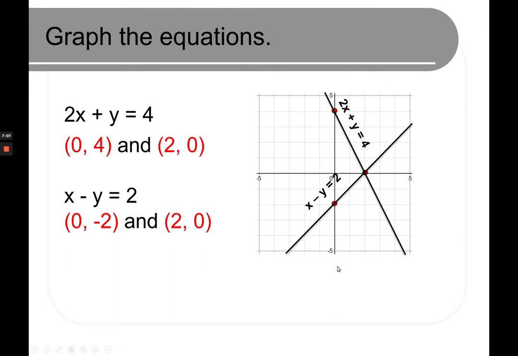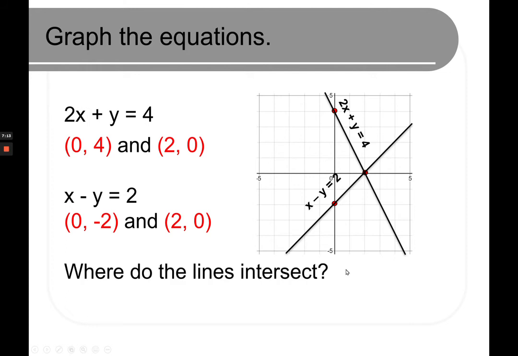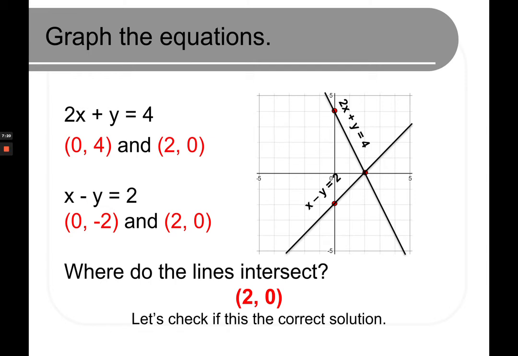Remember your 3 possibilities? This should be your first possibility, that there is an intersection. What is the point of intersection? 2, 0. And this is supposed to be the solution. Let's presume we're not sure. Let's check if it is the correct solution.